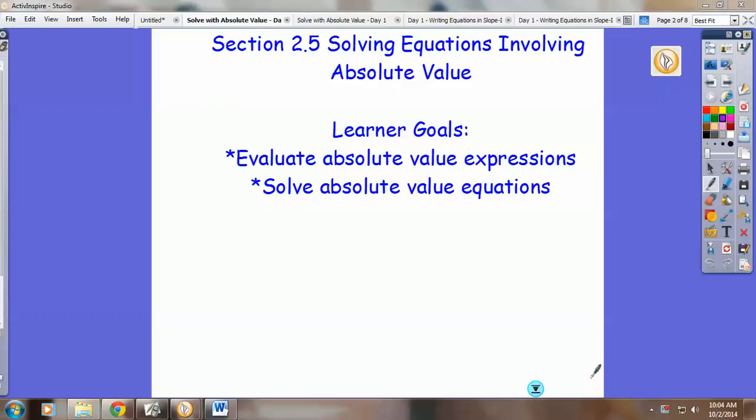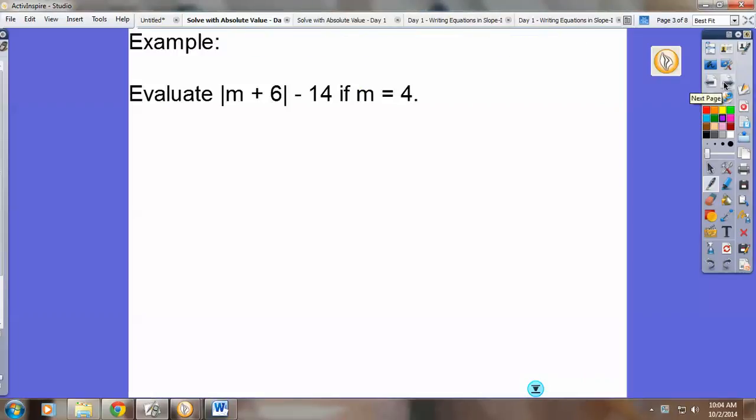In section 2.5, we're going to begin absolute value, where we will evaluate expressions and eventually we will solve equations with absolute value. Today we are only evaluating the absolute value expressions. So if you would, into your notes, copy down this first example. It says to evaluate the absolute value of m plus 6 minus 14 if m equals 4.